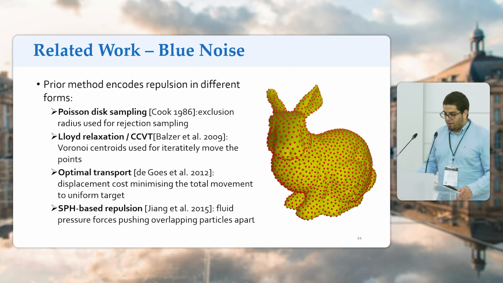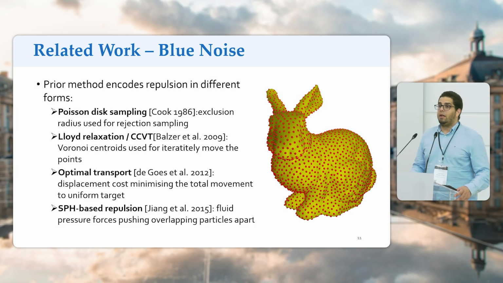Now, let's analyze the related work. We are going to analyze mostly blue noise, because most of the works are focusing on blue noise. Here, I think it's interesting to see that there exist many approaches, but you can think about them as different ways to encode repulsion. For example, with Poisson disk sampling, you have a radius, and you reject any particle that is inside of this radius. So it's an exclusion radius.